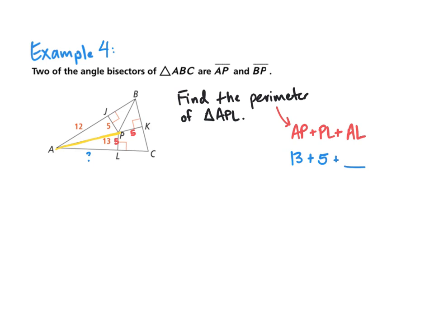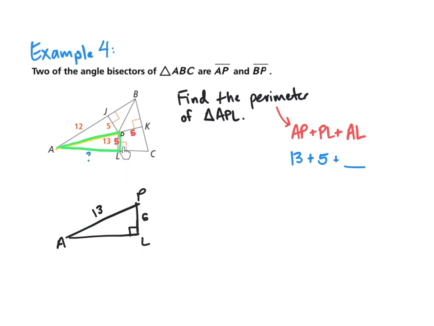But here's what I want to do. I want to concentrate for a second on this triangle right here, triangle APL, the triangle that we're kind of dealing with here. I'm going to redraw it down here. We got point A, point P, point L. I know that this is 13. I know that this is 5. What I also know about this triangle is that it's a right triangle. All right, this angle right here has to be a right angle.